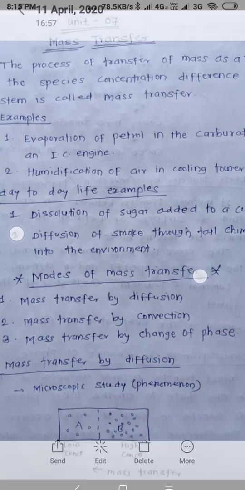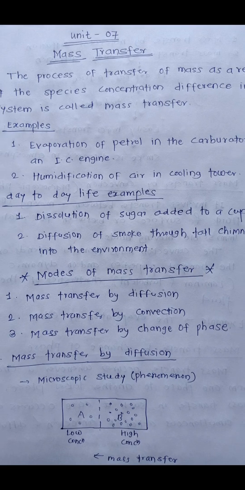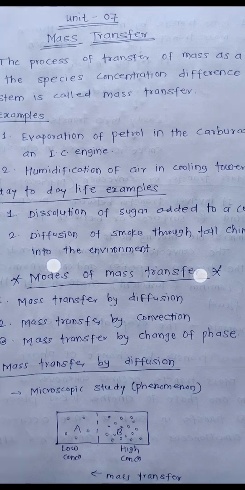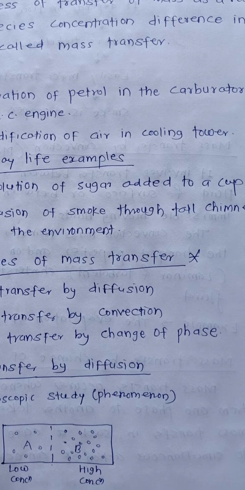And third, mass transfer by change of phase. So what are the modes of heat transfer? That is conduction, convection and radiation. In that way, what are the modes of mass transfer? First one is diffusion, second one is convection, and third one is because of the change of phase. That is mass transfer by diffusion, mass transfer by convection and mass transfer by change of phase.